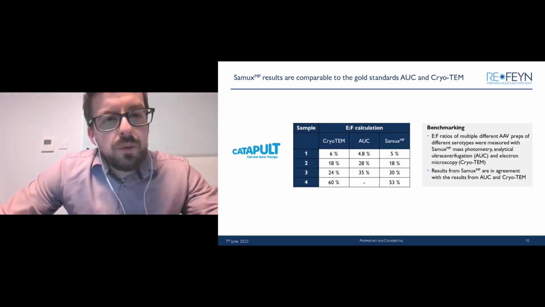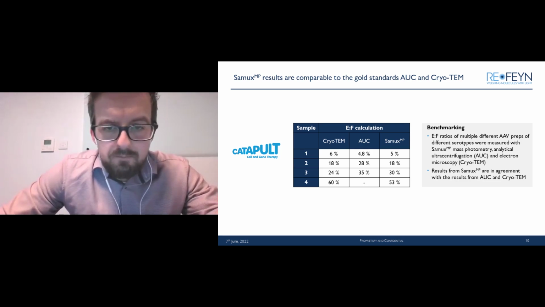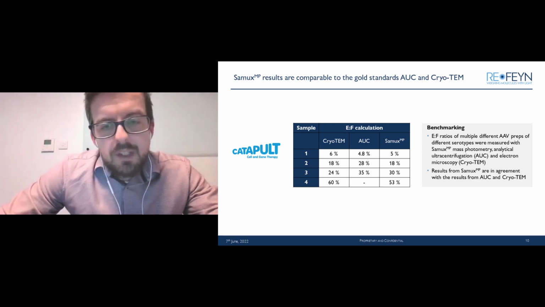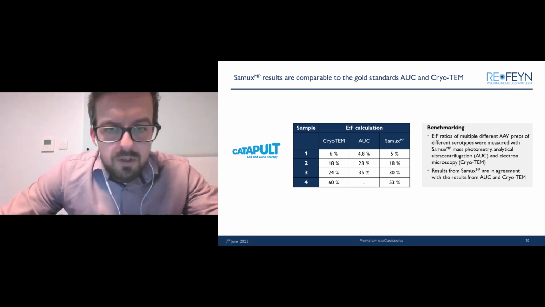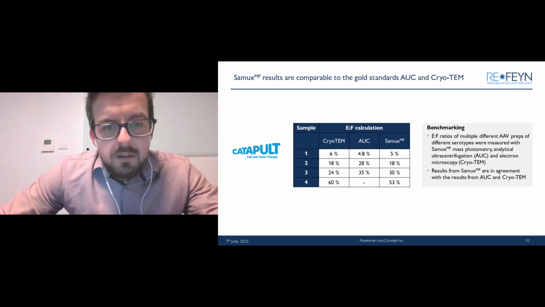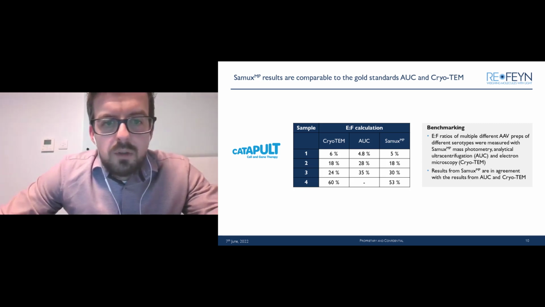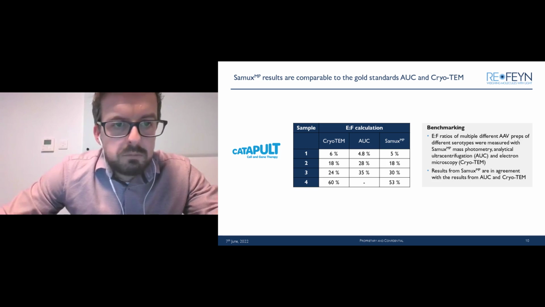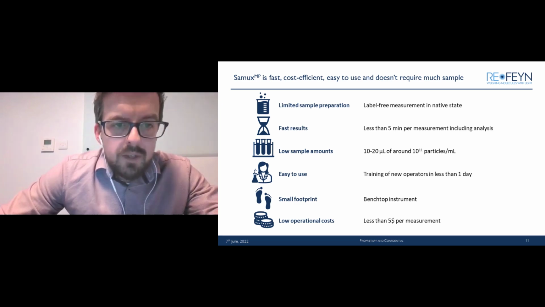How does it compare to the gold standards of AAV analytics, AUC and cryo-TEM? This was a benchmarking study that was performed by Catapult, and the SAMX-MP data agrees very nicely with the cryo-TEM and AUC data across the empty to full range, from samples that contained a low percentage full through to samples containing a higher percentage full. So SAMX-MP can reliably measure empty to full ratios for AAVs.